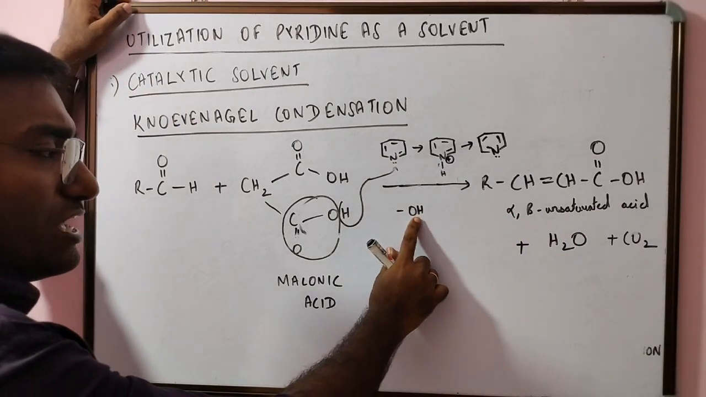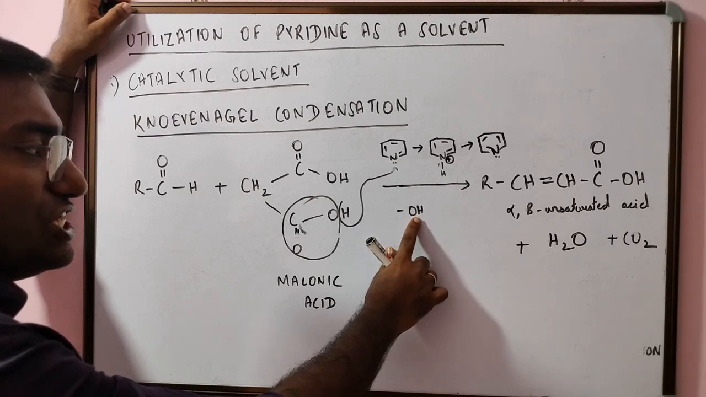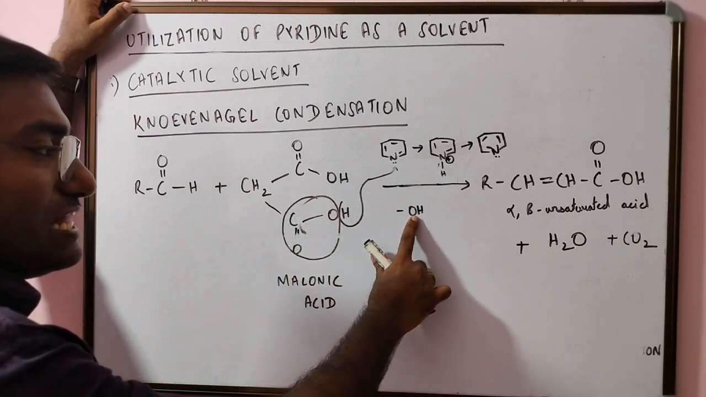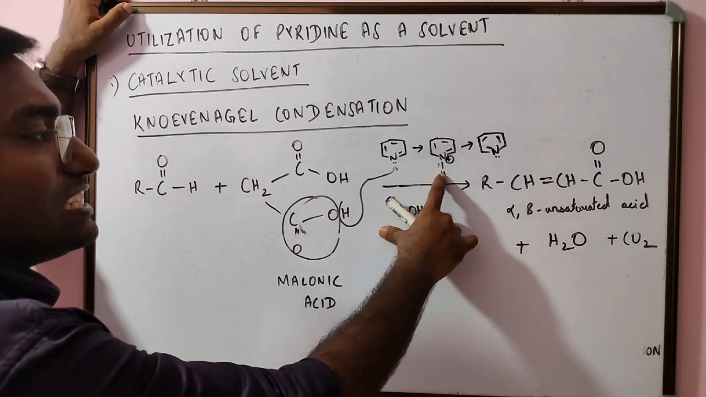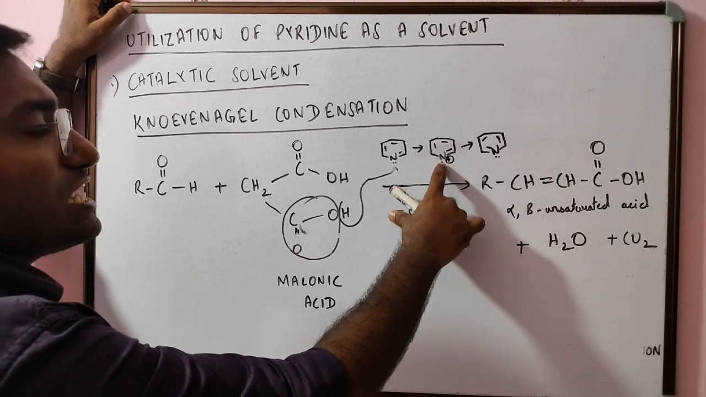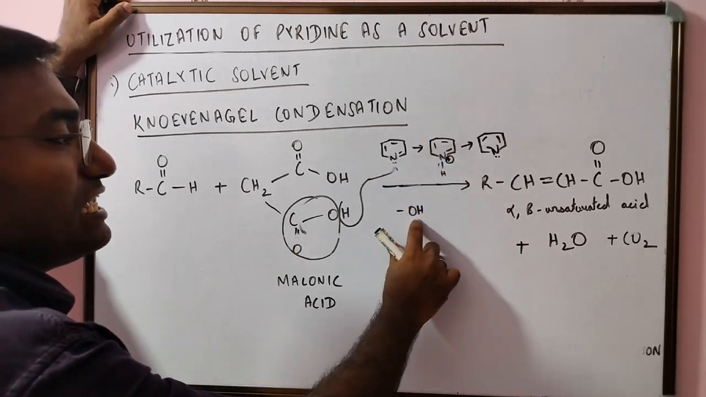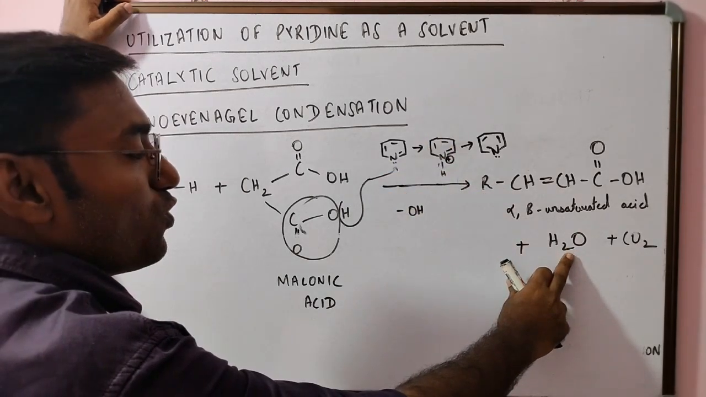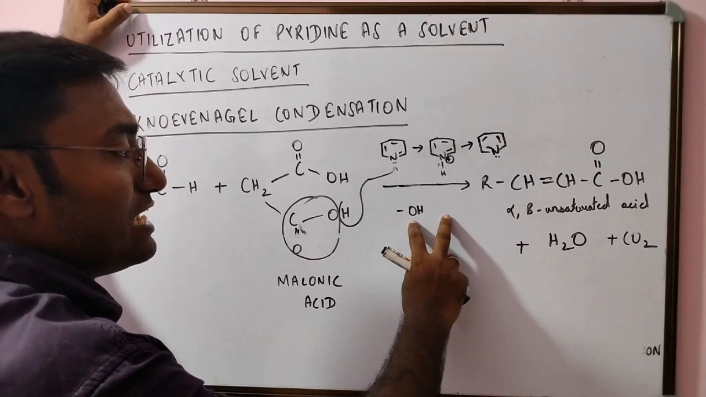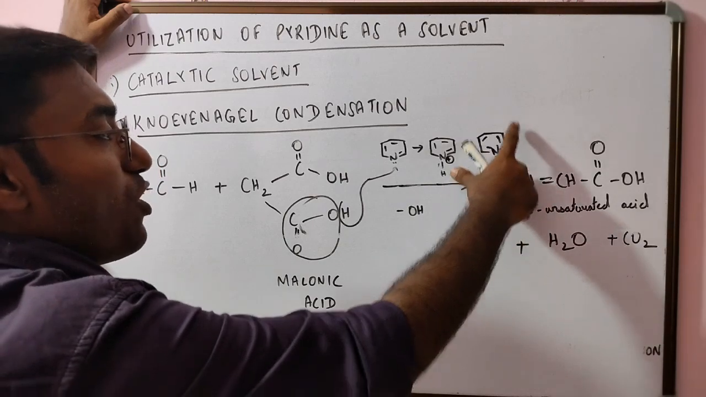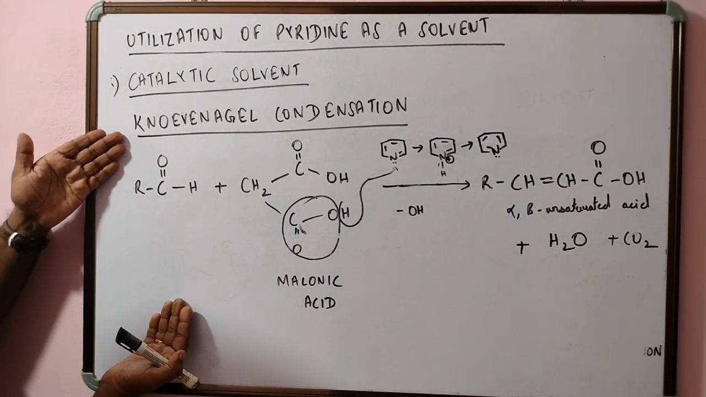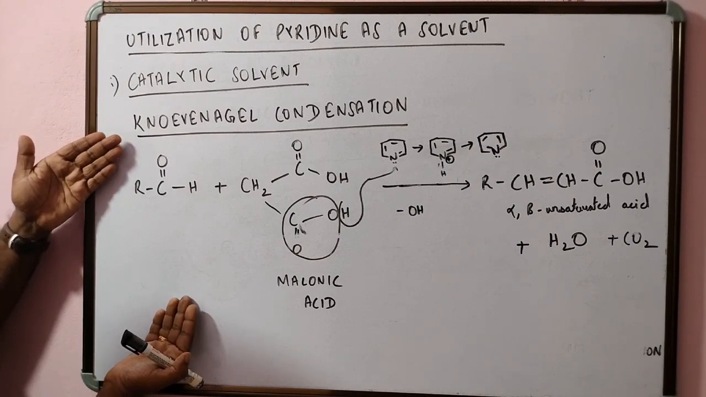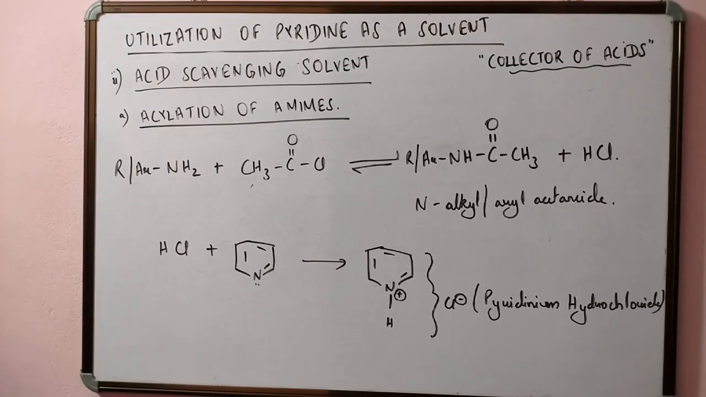The byproduct formed in this reaction is OH minus. This OH minus now abstracts the hydrogen atom, which is attached to the nitrogen of the pyridine ring, forming H2O. On the other hand, it leads to the restoration of the pyridine ring. The reaction again reinforces the status of pyridine ring as a catalyst.